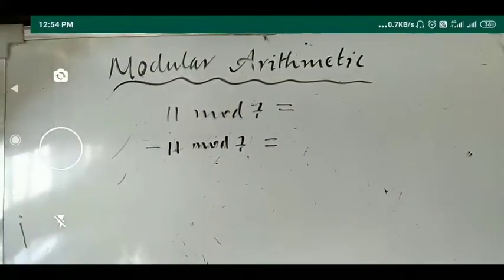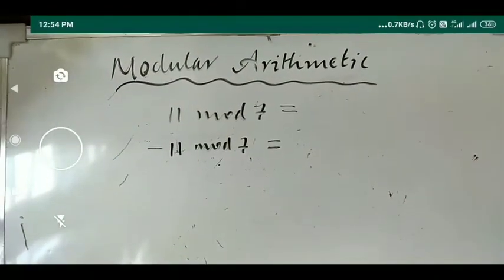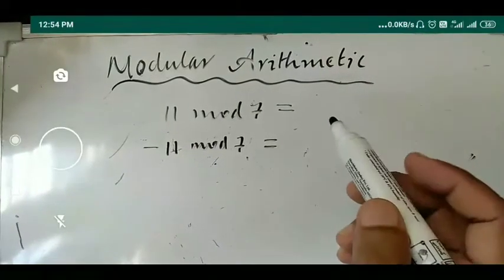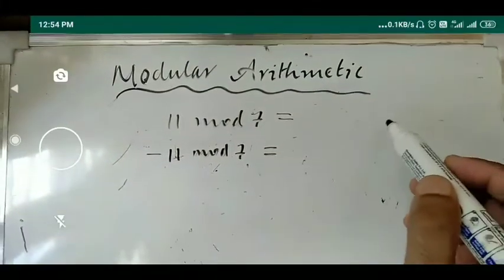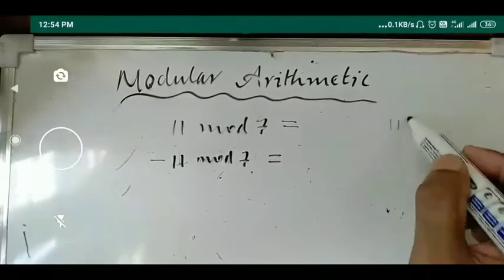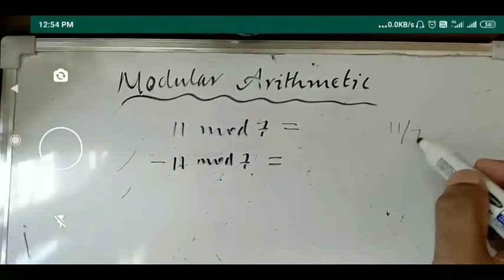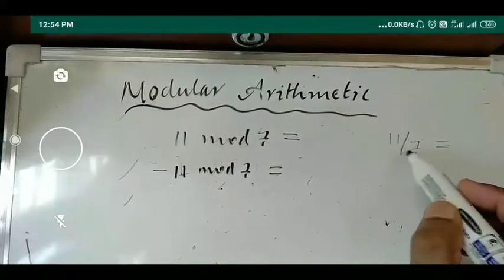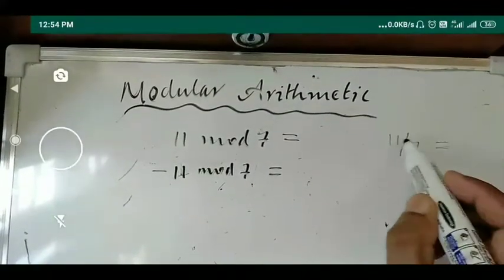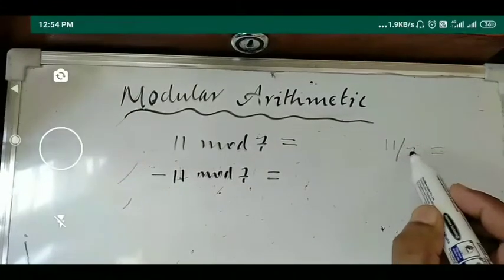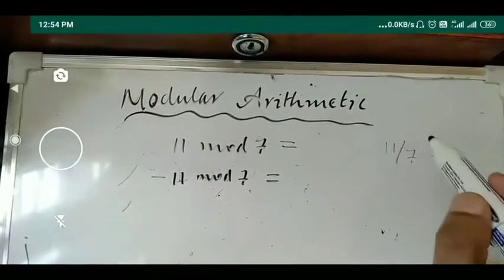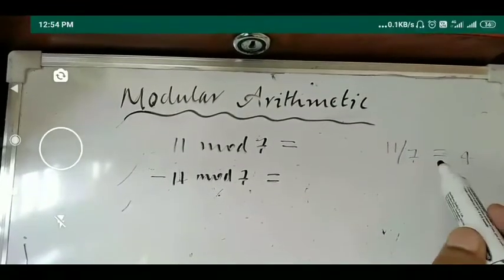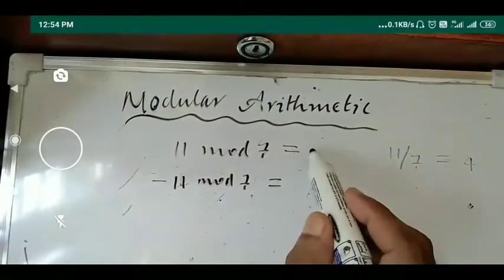Next is modular arithmetic. Let us see one example: 11 mod 7. To find 11 mod 7, just divide 11 by 7 and find the remainder. 7 goes into 11 one time, and the remainder is 4, since 7 plus 4 is 11. So 11 mod 7 equals 4.